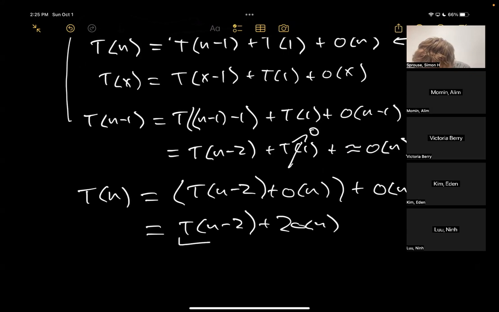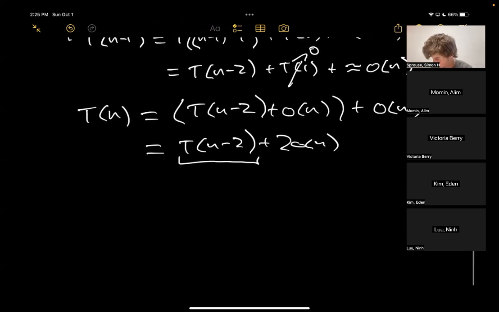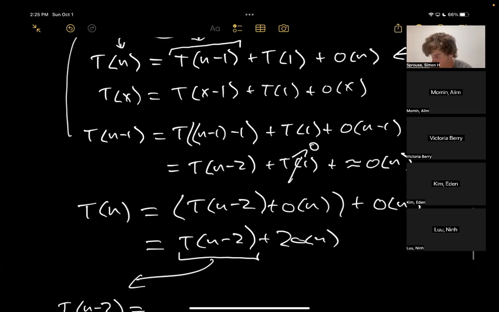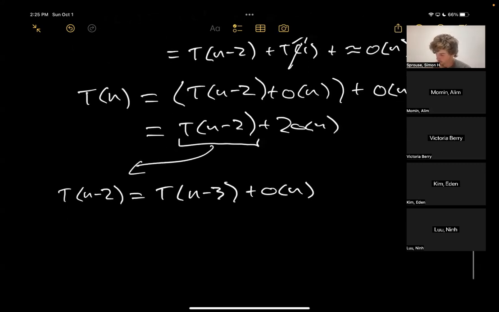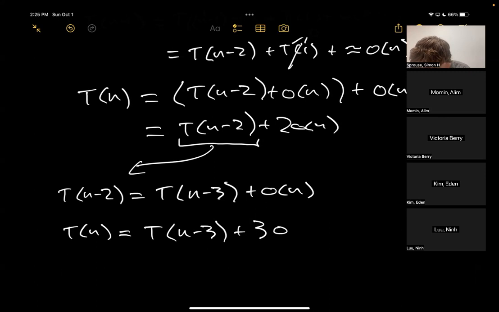Now for laughs, what if we redefine this term and substitute that in? So we got T of n minus 2. And from our original formula up here, we know that that's going to be T of n minus 3 plus O of n comparisons for that level. So let's go ahead and redefine it: T of n equals T of n minus 3 plus 3 O of n. Okay, so are y'all seeing a pattern here?